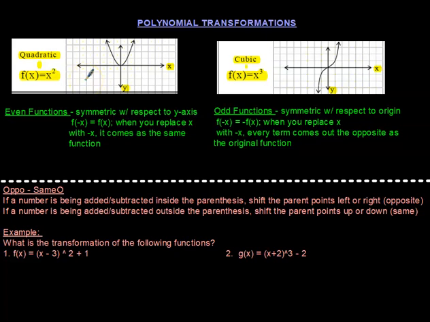So I just want to note a couple things for this parent function, x to the second power. Notice that some points are 0, 0, 1, 1, negative 1, 1. And those will never change for x squared. And if you ever forget them, it's fine. Just make an xy table.